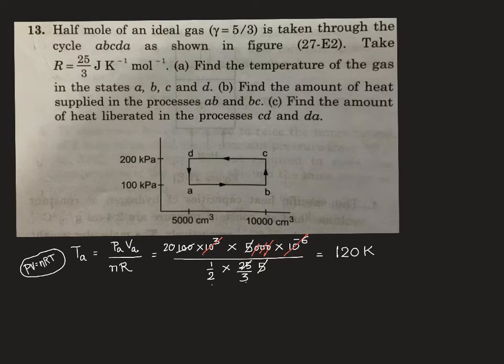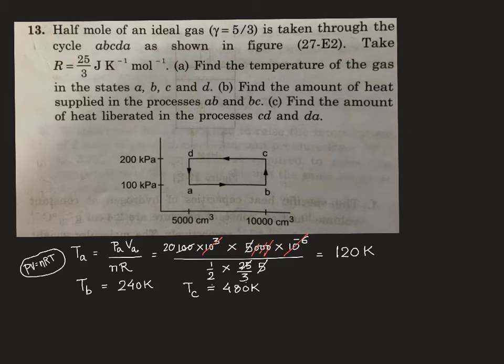Temperature at A is 120 Kelvin. Now temperature at B: pressure is the same, just volume becomes double at B. So it becomes 240 Kelvin, just double. Temperature also becomes double. And temperature at C: at C, pressure becomes just double, so it becomes 480 Kelvin.